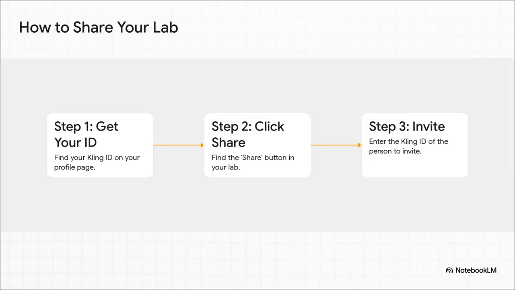And the magic number you see here is 5. You can share a single workspace with up to 5 other people, and you can all be inside that lab working at the exact same time. And sharing is incredibly easy. You just find your Kling ID on your profile page, hit the share button inside your lab, and then paste in the ID of the person you want to invite. And just like that, you're building, you're experimenting, and you're generating together, all in real time.